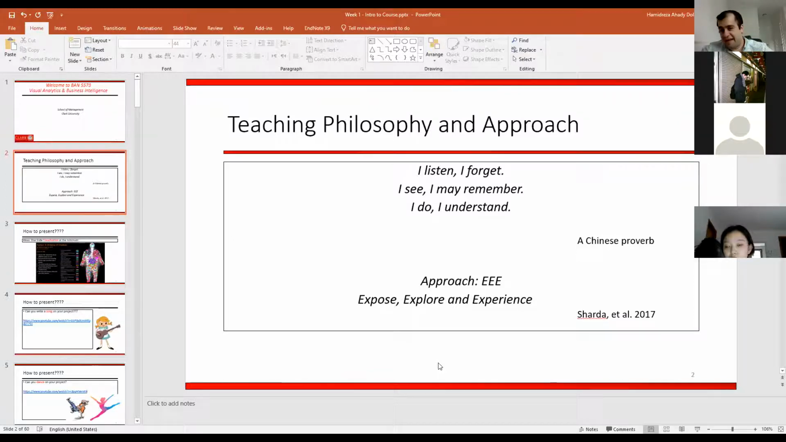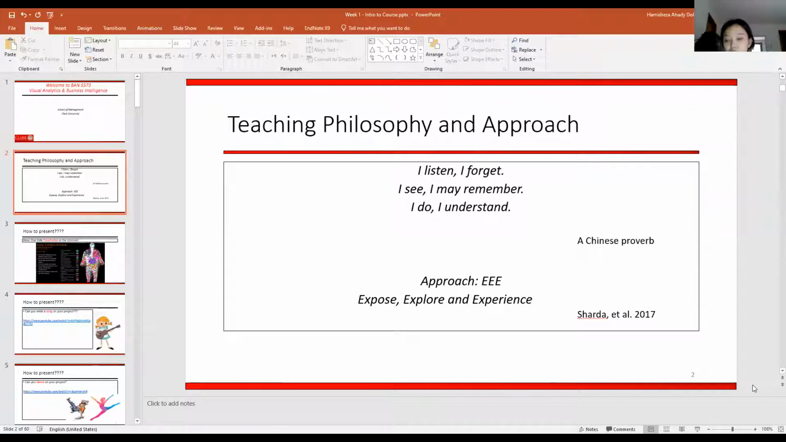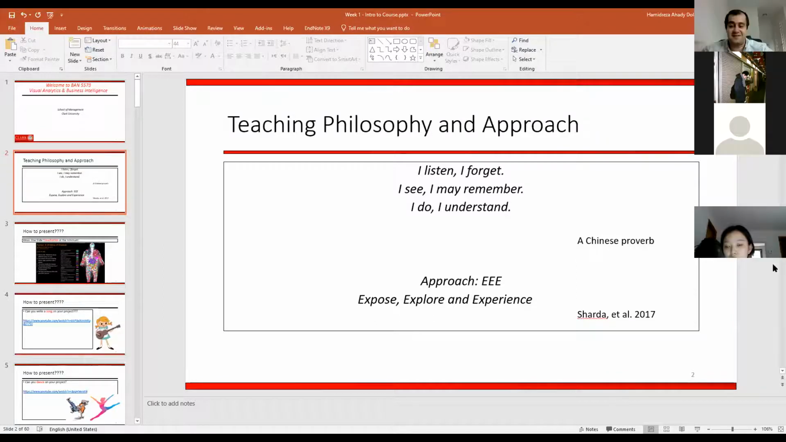I don't get any answer. I'm not sure if it's actually a Chinese proverb, but based on my research, somebody said it's a Chinese proverb. Hopefully it is. But if I make a mistake, please let me know, because I don't know Chinese that much. I almost don't know anything in Chinese, just a little bit.